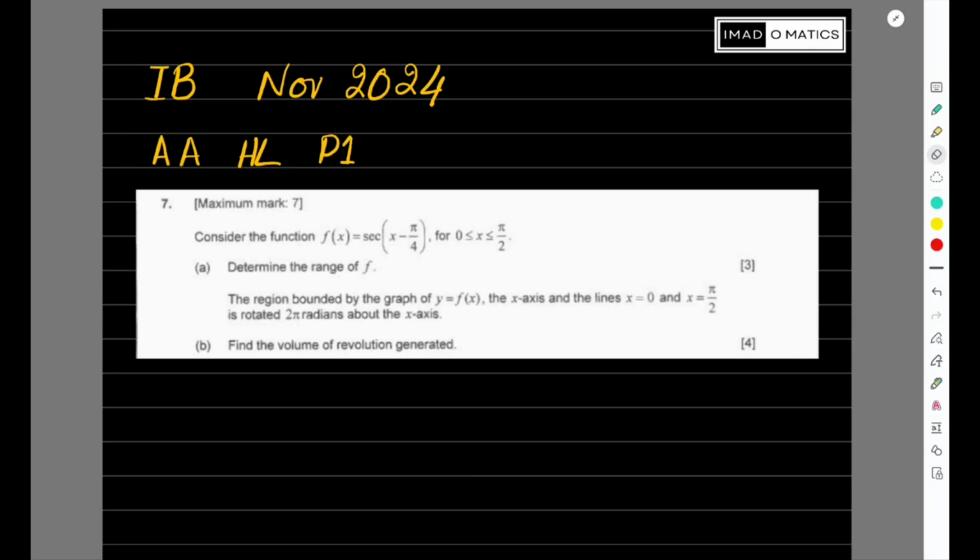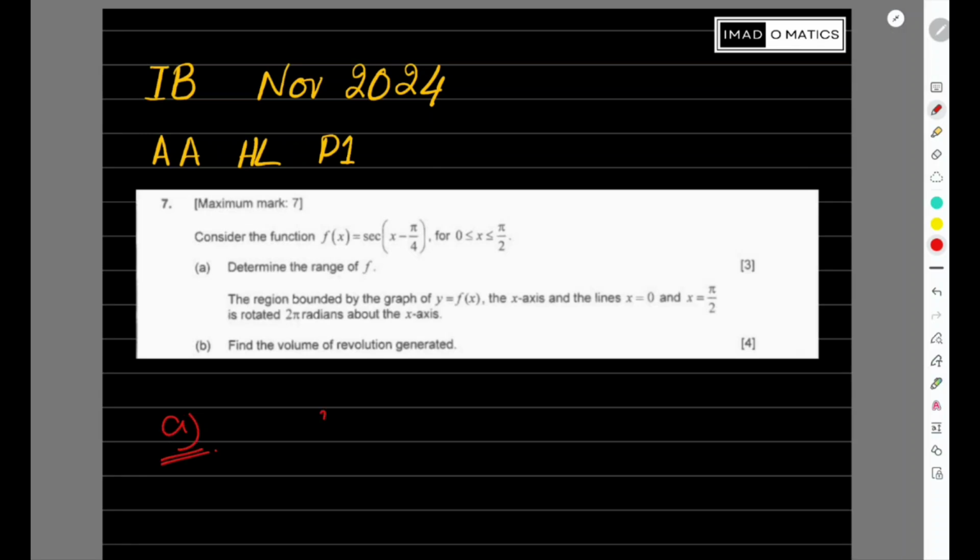And in the second part, the region bounded by the graph of y equals f of x, the x-axis and the lines x equals 0 and x equals pi by 2 is rotated 2 pi radians about the x-axis. Find the volume of revolution generated. Now let's do part A.